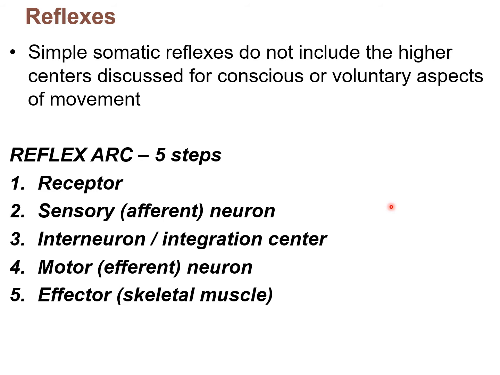So we have all these reflexes that occur where we're just using information going in and out of the spinal cord for speed. And that's what a reflex is. And there's 5 steps to a reflex, which we call a reflex arc. And we're going to go over these 5 steps on the picture on the next slide.